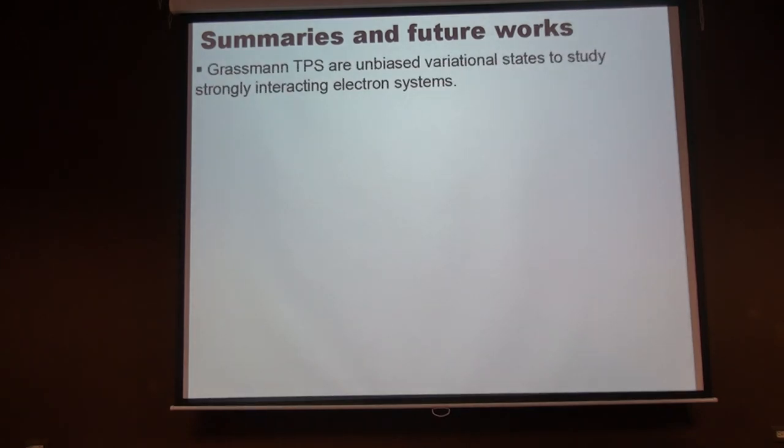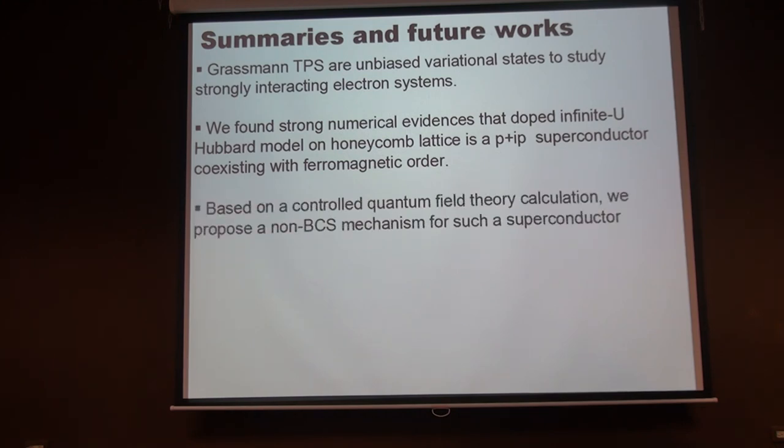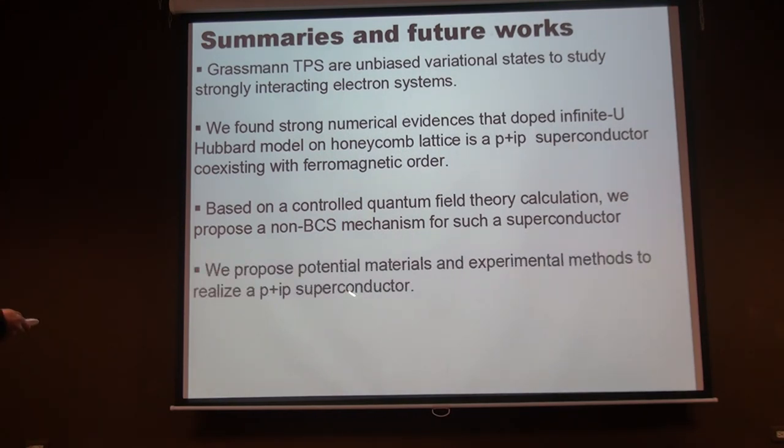So let me make a conclusion, and maybe it's time. We basically apply this Grassmann tensor network state as a relatively unbiased variational method, unbiased in the sense compared to variational quantum Monte Carlo, to study some strongly correlated systems. An interesting thing is that there is some numerical evidence that for the doped infinite-U Hubbard model on the honeycomb lattice, there is a p+ip superconducting state coexisting with ferromagnetic order. We also make a proposal for a non-BCS mechanism for such a p+ip superconductor, and there could also be some experimental realizations.